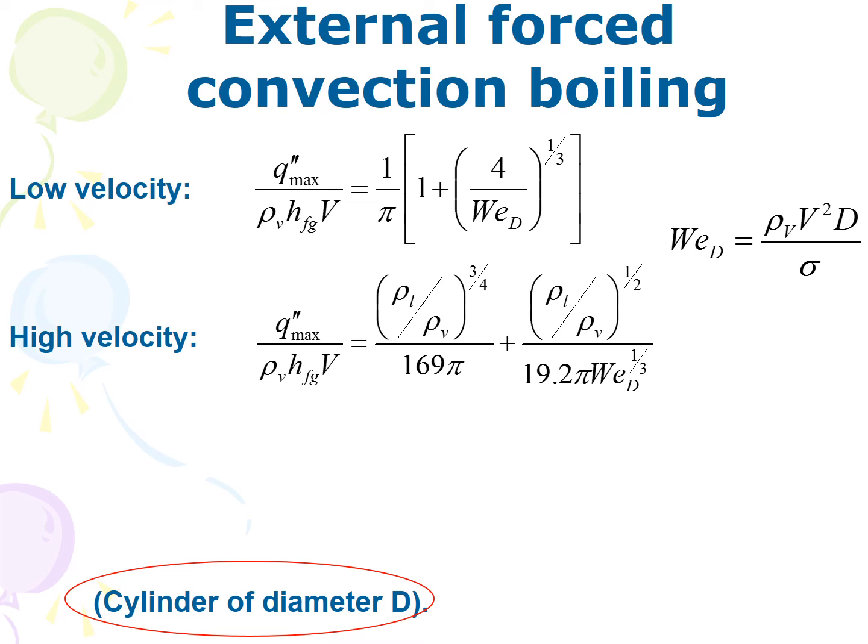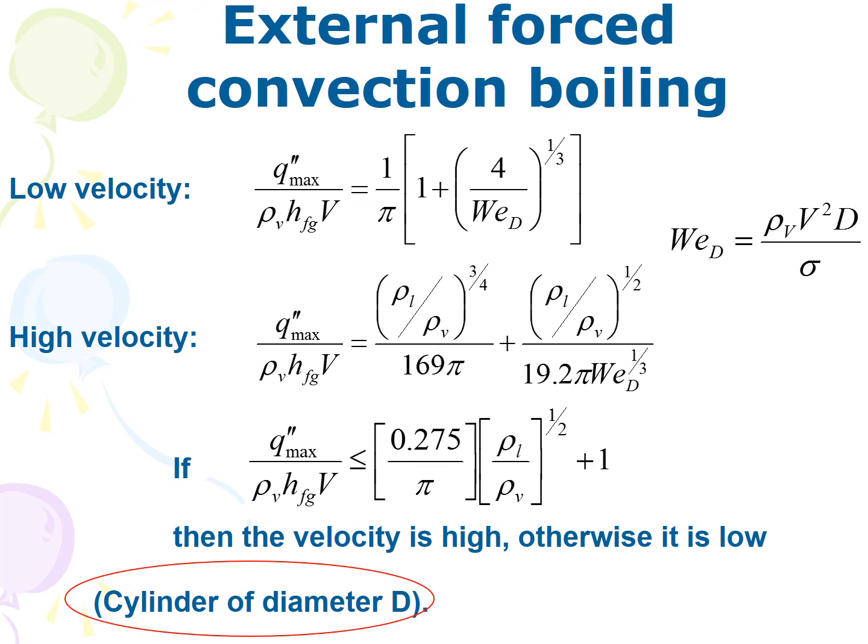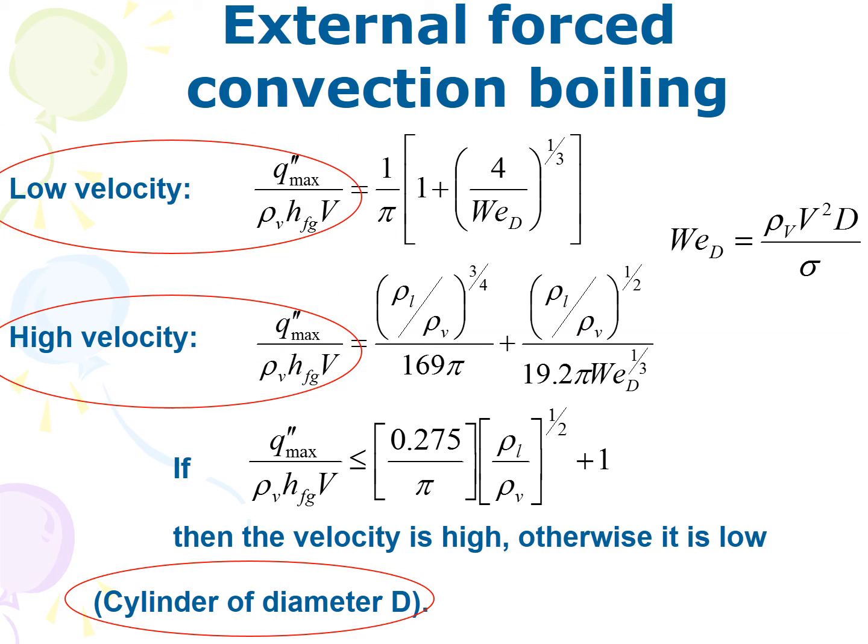Use the following expression to check whether the velocity of water is high or low. I suggest you then calculate Q double dash max divided by rho v, hfg, v, for low and high velocity. The values obtained can be checked against the third equation to see if the velocity is high or low. Once you have done all of this, you can solve for the appropriate Q double dash max.